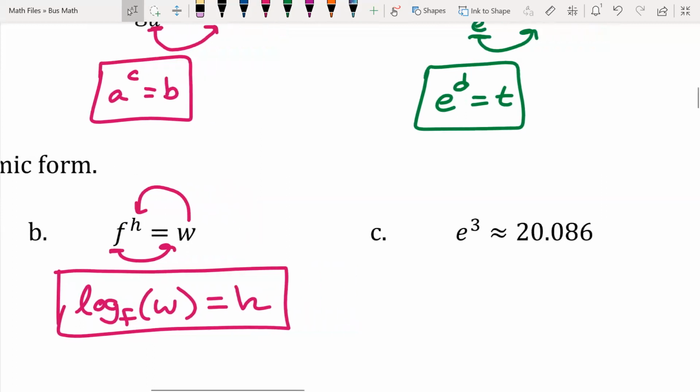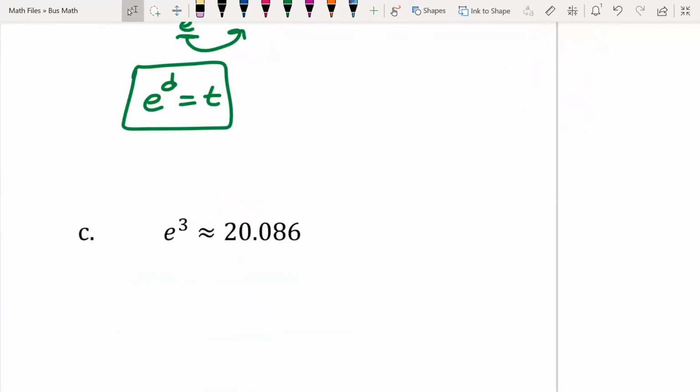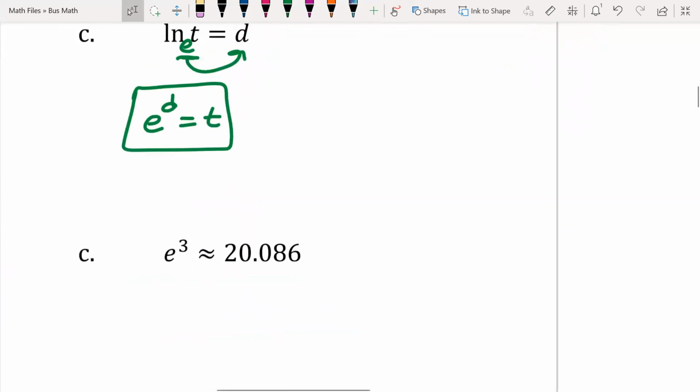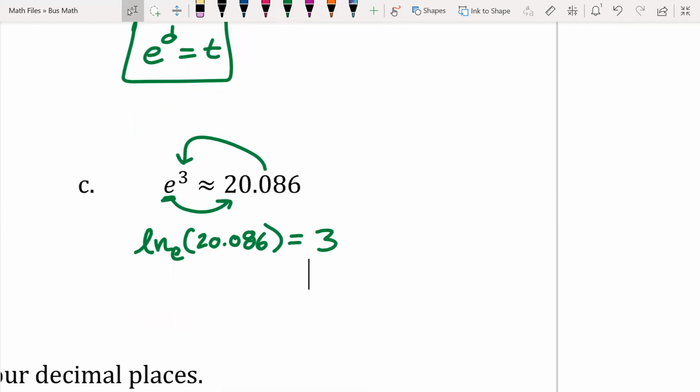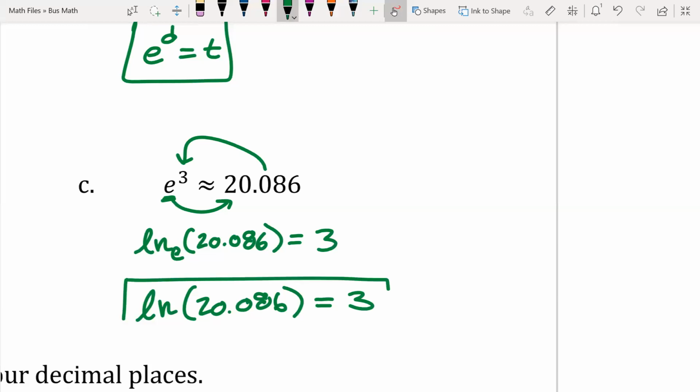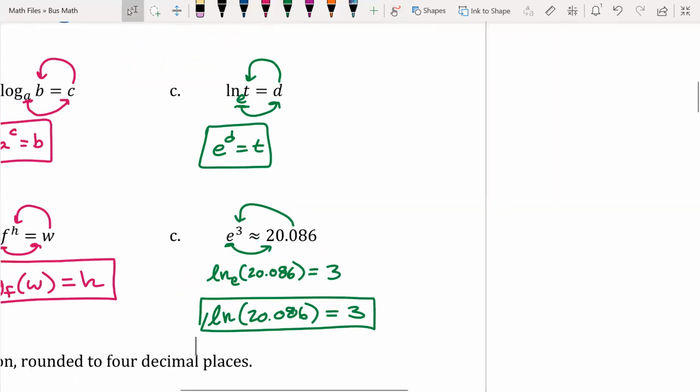And then we have e cubed is approximately 20.086. Since this has a base of e, we must use the natural log. So we're going to go base e. We're going to rewrite this as the natural log base e of the outside number 20.086 equal to the exponent of 3. Okay, but since this is the natural log, we don't have to write that base in there as our final answer. Our final answer will just be the natural log of 20.086 equal to 3. There we go. So that goes from exponential to logarithm.